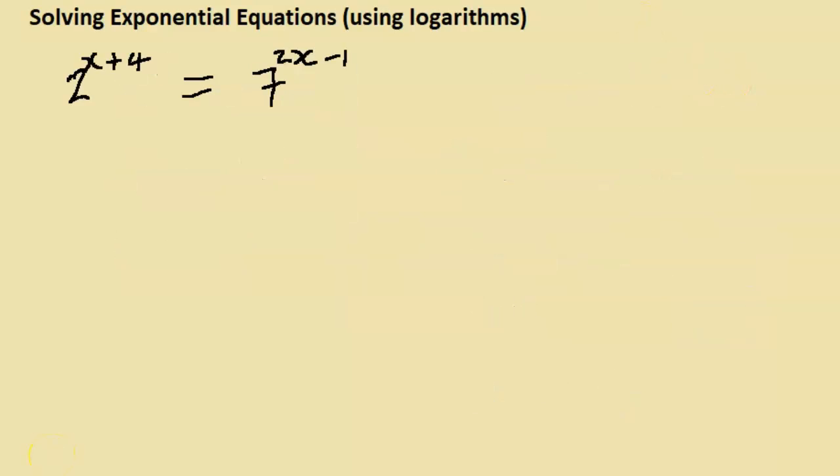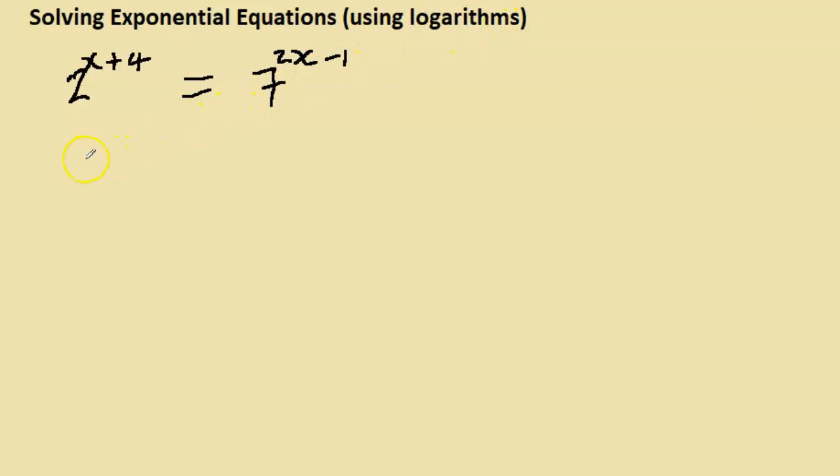Now, what if we're asked to solve a problem such as the one we have there? 2 to the power of x plus 4 is equal to 7 to the power of 2x minus 1. Now, the method of using logarithms becomes extremely useful here, because is it possible to write the 7 as 2 to some power? It's not possible to rewrite the 7 as 2 to any particular power. Certainly, it wouldn't be an integer, or any rational number.